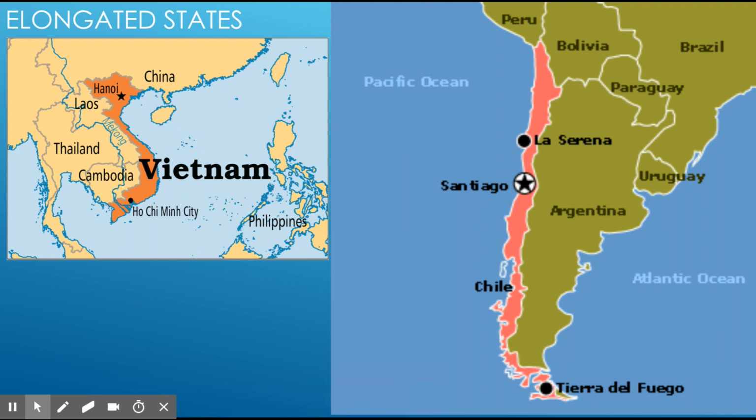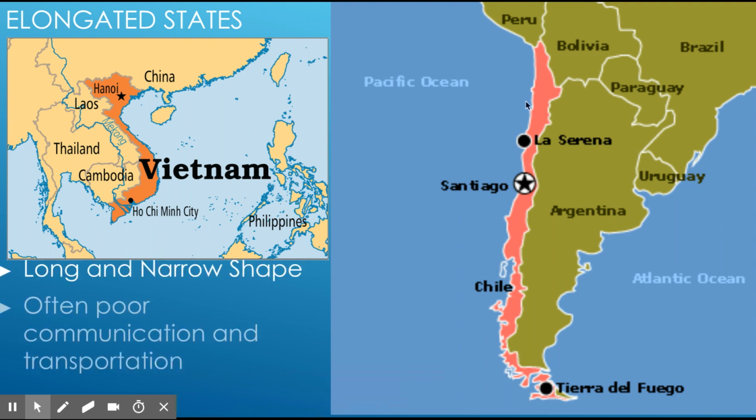This can lead to a lot of things. This can lead to ethnic conflict. This can lead to breakdowns in communication and transportation. The best example is Vietnam. There was a North Vietnam and a South Vietnam. They were so different that they actually had a war with one another, a really famous war.